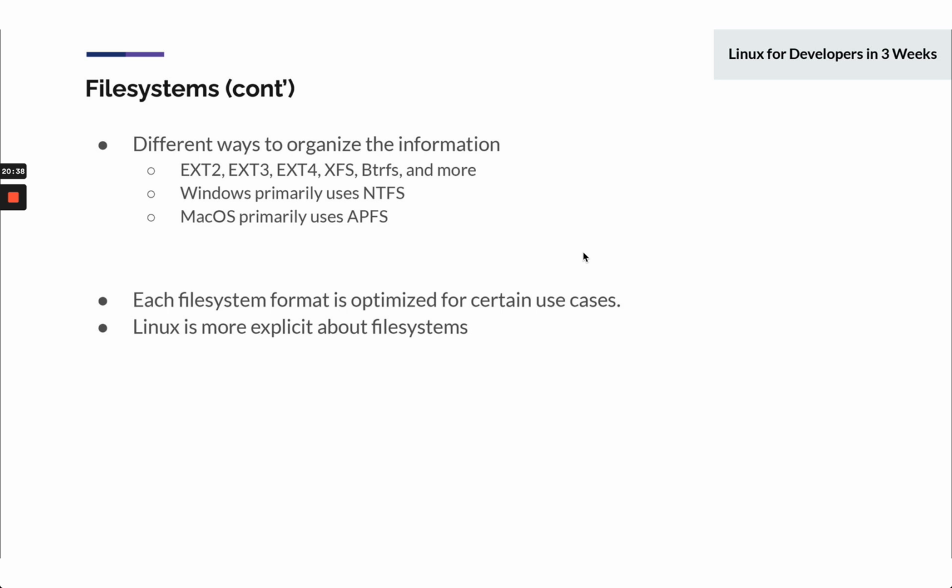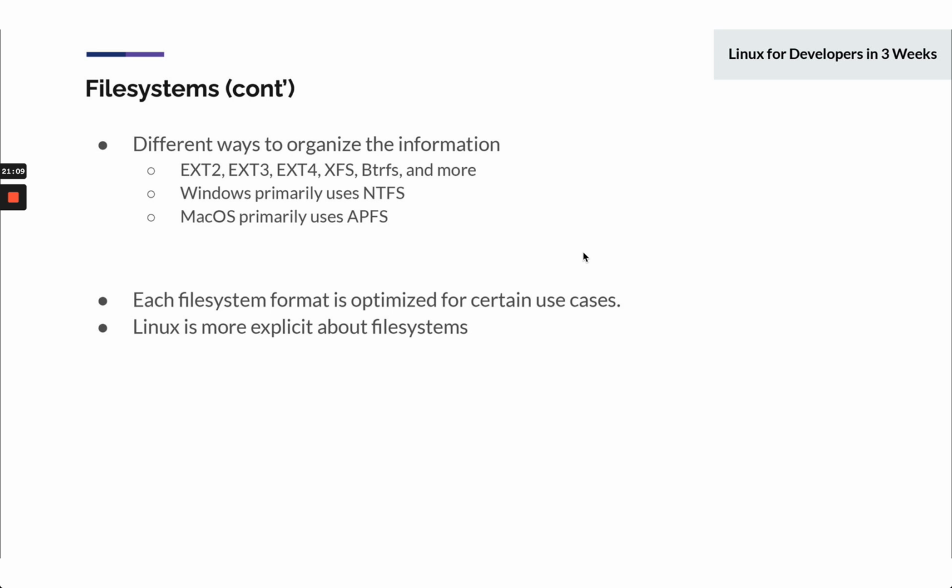Windows primarily uses NTFS. They may use other things for removable media, drives that can be added and removed, external drives. But internally, they tend to use NTFS. They don't talk about it so much, and the average typical user isn't aware that it's called NTFS or that there's even some sort of format there. They don't really think about it as much. macOS primarily uses APFS, but they might use others as well.